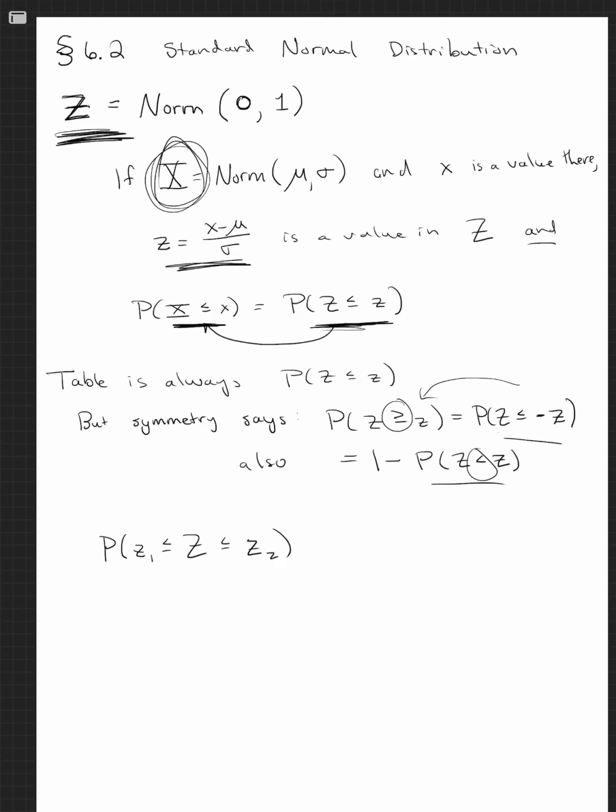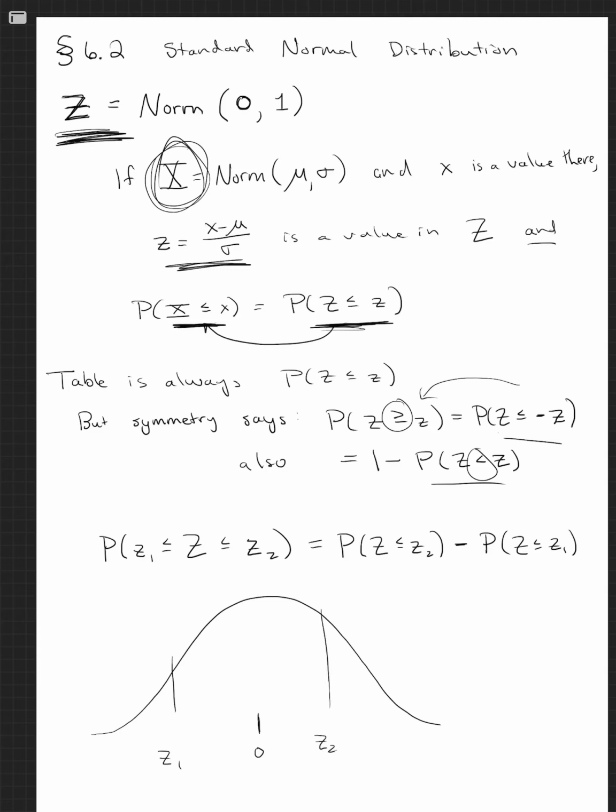And then the other type of problem we might want to answer is the probability that z is in between two values. Again, the table only wants less than or equal to values, but that's not too bad because this is the probability that z is less than little z2 minus the probability that z is less than little z1. And we can see that if we draw a graph.